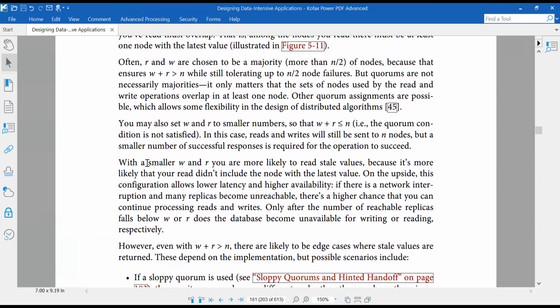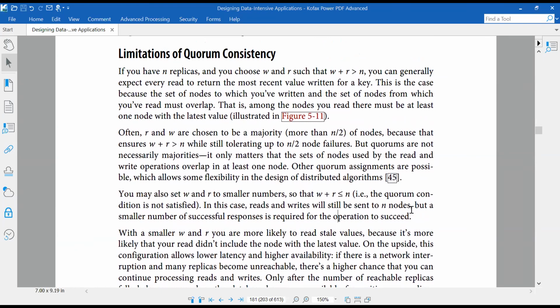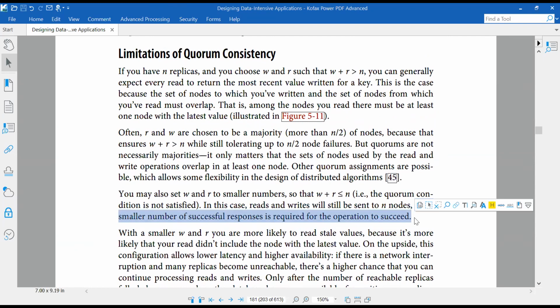But there is an advantage to that also, right? But a smaller number of successful responses is required. Even if your write is written to only a few of the replicas, you'll get an acknowledgement, right?